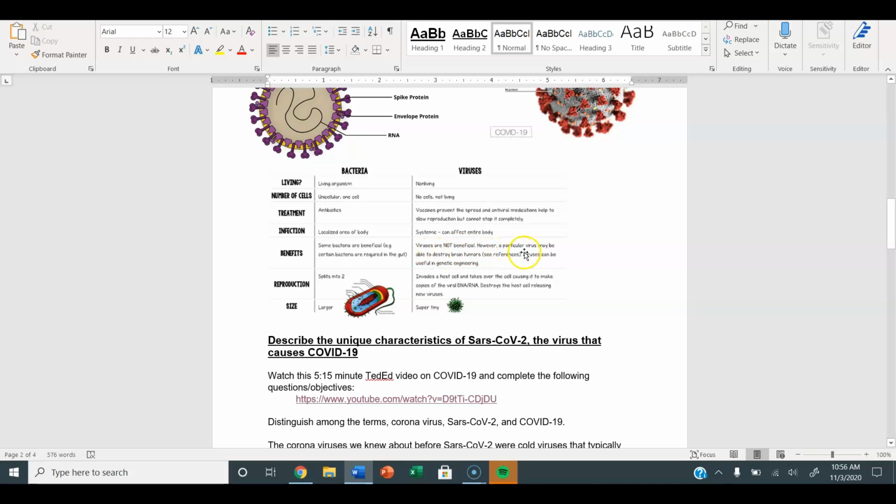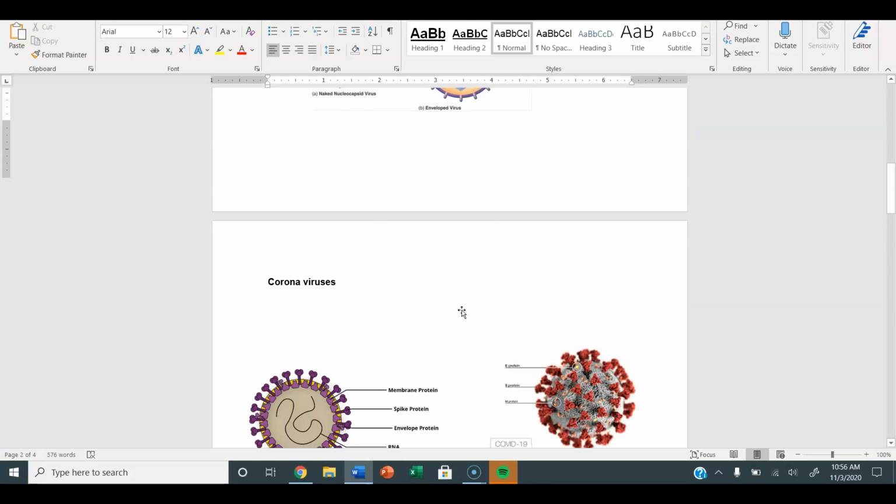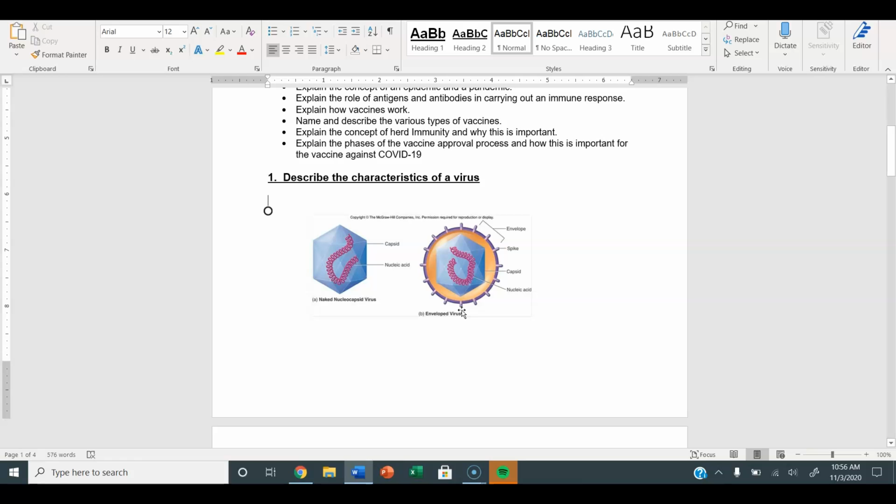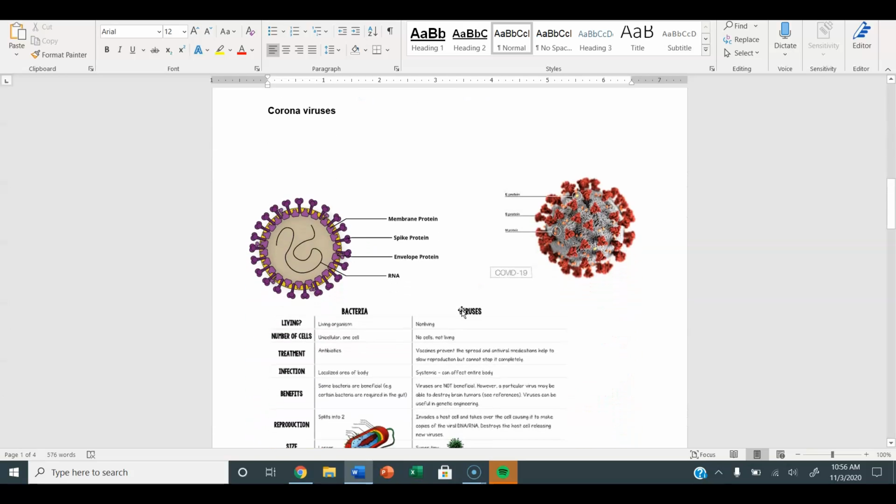Viruses are generally not considered beneficial, although there may be some examples of things we just aren't aware of. And remember that bacteria are a lot bigger than viruses, anywhere from 10 to 100 times bigger. So viruses are really small. There's your summary for general virus structure and some of the things that make coronaviruses unique.